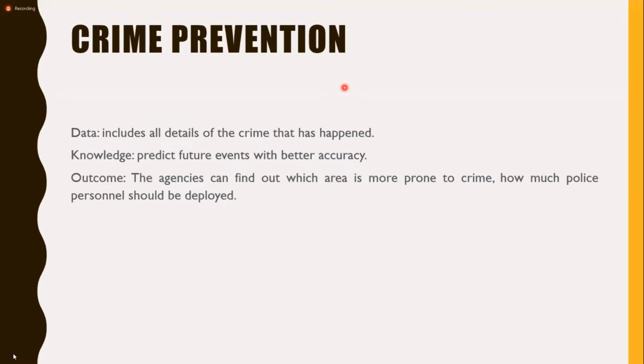So, predicting future events with good accuracy. The outcome could be that agencies can find out which area is more prone to crime and how many police personnel should be deployed in order to avoid these crimes. So that is crime prevention.